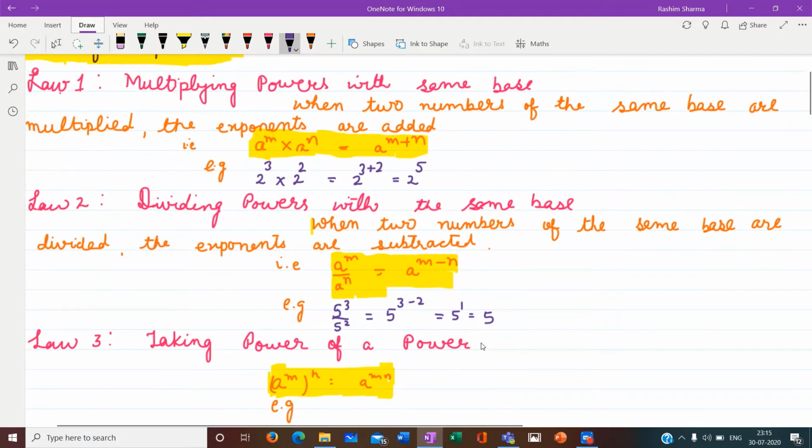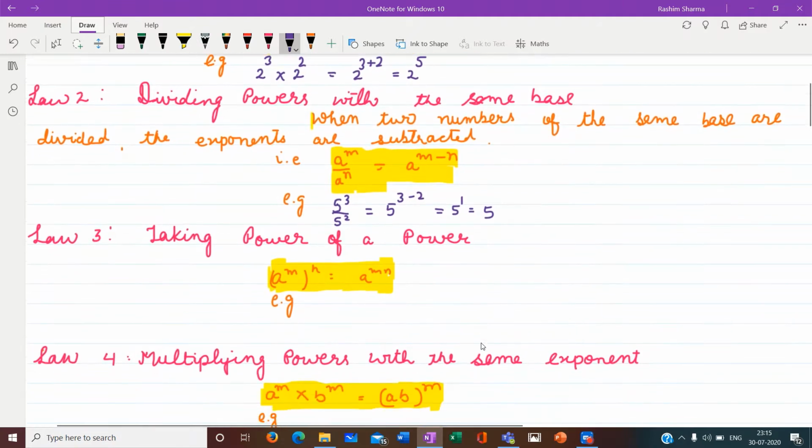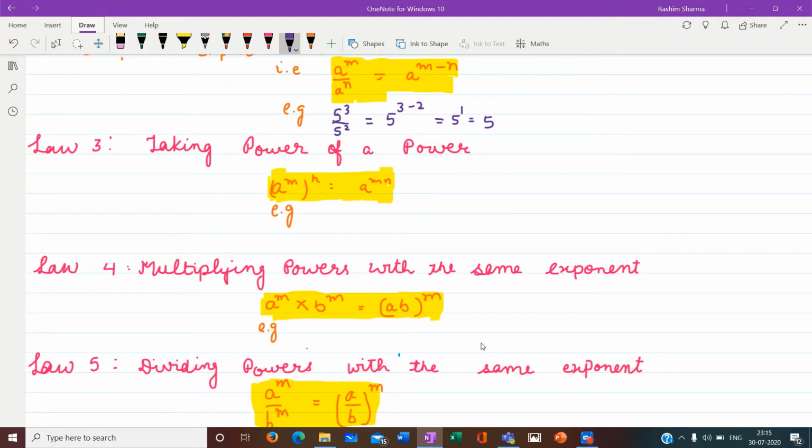Third law says taking power of a power, means a number with double power here. Here you can see a raised to power m, and outside the bracket there is another power n. Here powers get multiplied. So here we get a raised to power m into n. For example, if I write 3 raised to power 2, and outside I have power 3, it means here powers 2 and 3 will be multiplied. It means here we get 3 raised to power 6 as our answer.